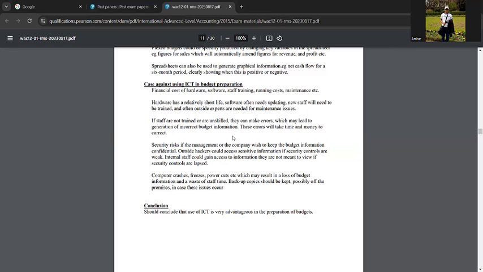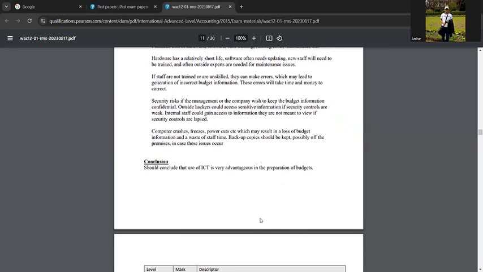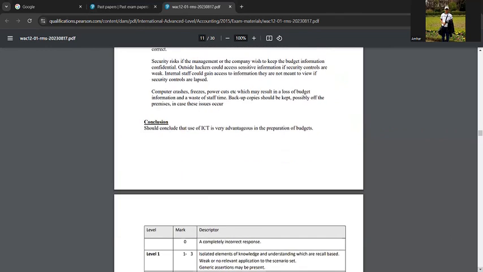Did you understand all this now? Yeah, I understand now. Okay, now the conclusion: you can say ICT is very advantageous in the preparation of budgets, because definitely it is an advantage for them. Do you have any doubts to ask? Not in ICT. Okay.